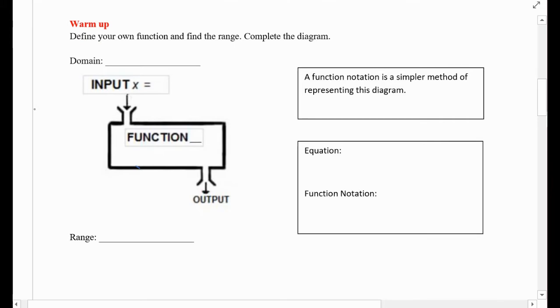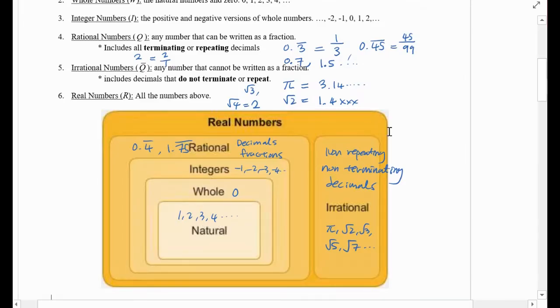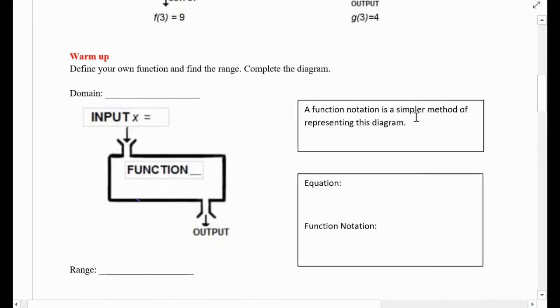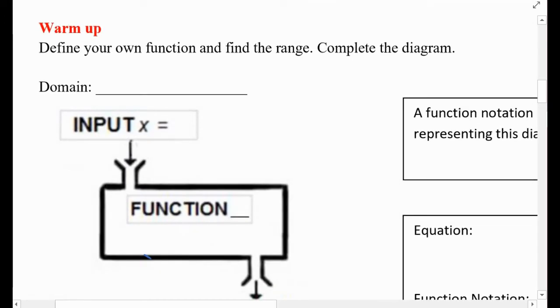Do you remember what all real numbers are? We learned it in 5.4. Real numbers are basically all the numbers: natural numbers, whole numbers, integers, rational numbers, and irrational numbers. All the numbers you know are real numbers. So we are going to use all real numbers. I want you to focus on the notation.